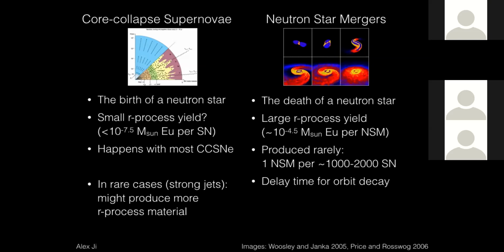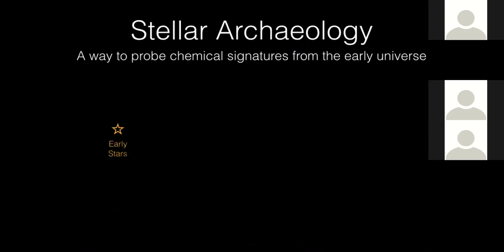And so it turns out we actually have the ability to sort of archaeologically see the composition of what the universe is like at early times. And this concept is called stellar archaeology. And the picture behind stellar archaeology is basically, you imagine you're in the very beginning of the universe before there's lots of metals.